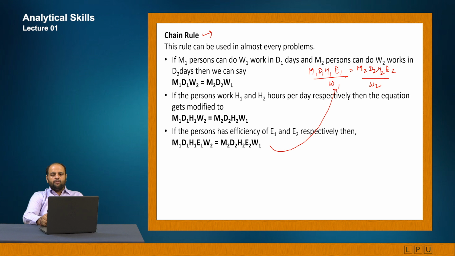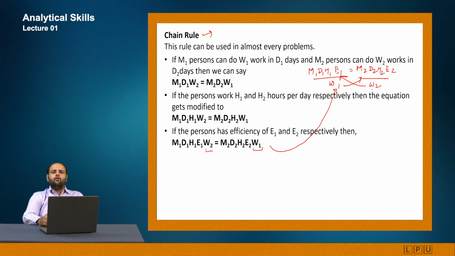This is the last and the final. Here W2 is multiplied with E1 and W1 is multiplied by E2. So I have just converted this. Thus this W1 is here and this W2 is here, so I have just put it in the denominator. So one term will be on one side and the second term will be on the second side. Okay, and depending upon the questions, we can use the various values.